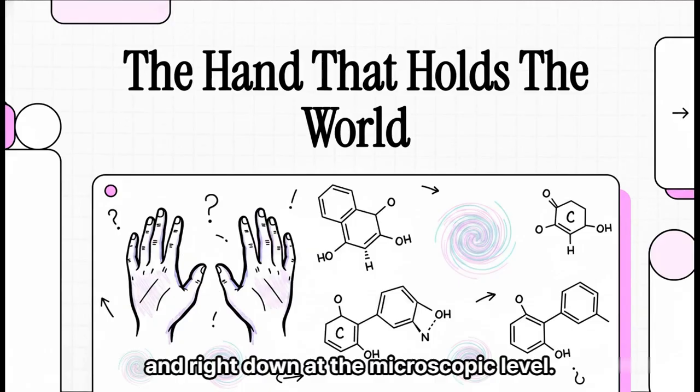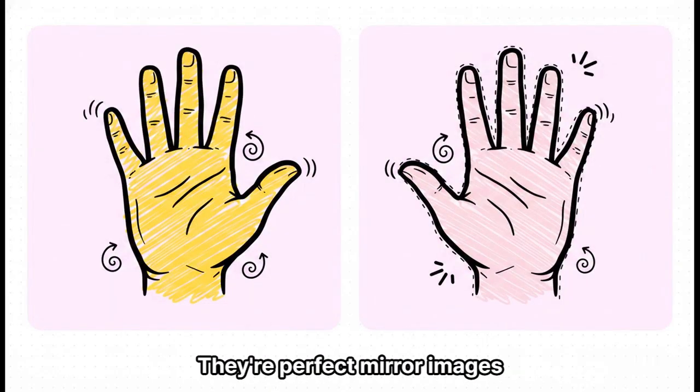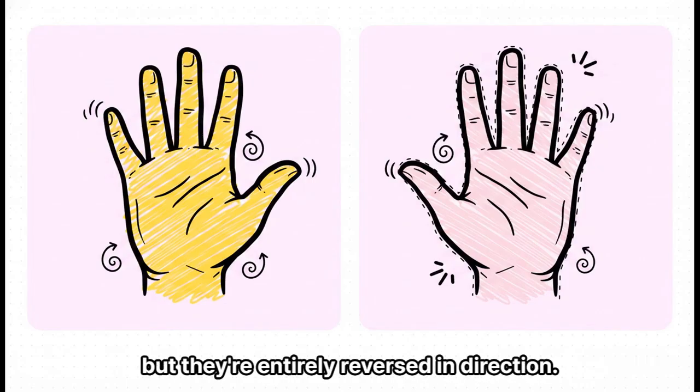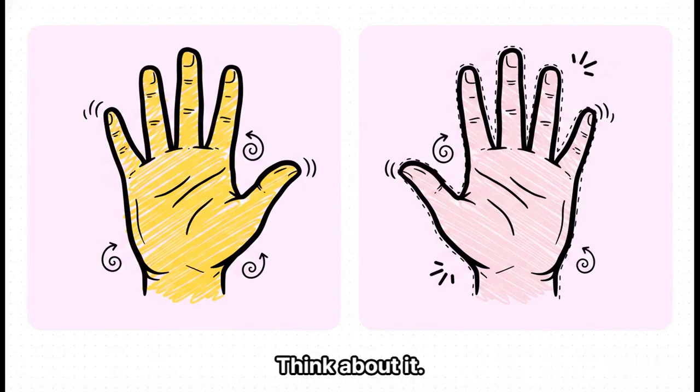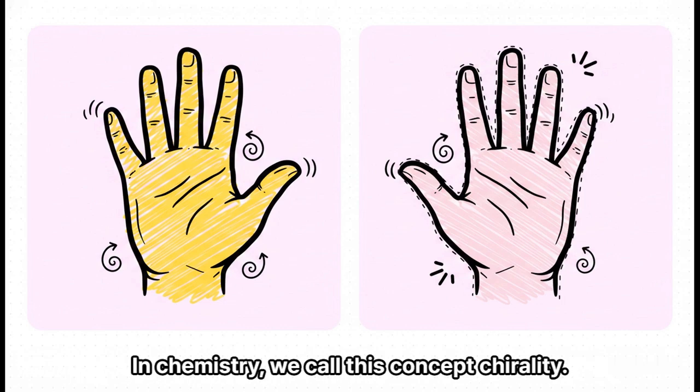microscopic level. Right off the bat, I want you to hold out your hands for a second and just really look at them. They're perfect mirror images of each other, right? They have the exact same measurements, but they're entirely reversed in direction. Think about it. No matter how you flip, turn, or twist your left hand, you can never get it to perfectly overlap your right hand. In chemistry, we call this concept chirality.